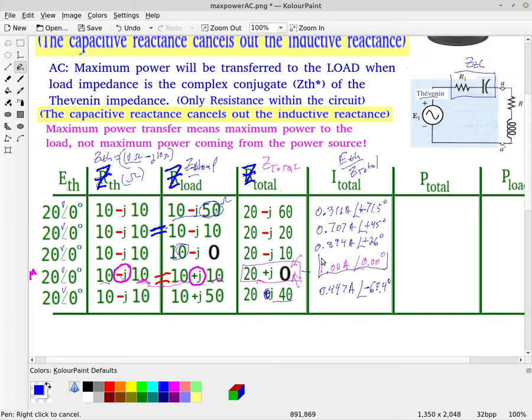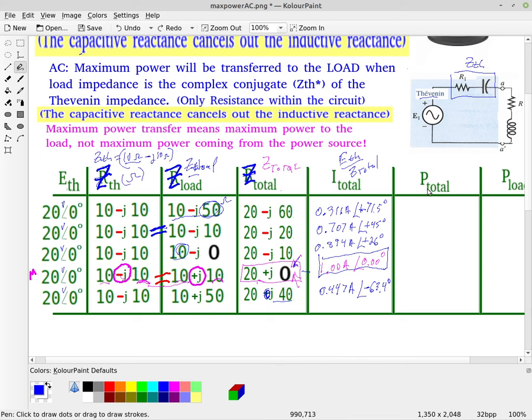Okay, so you can see that we have maximum current now. We're getting maximum current when the inductive reactance and the capacitive reactances are canceling out. This is also known as resonance. When the capacitive reactance cancels out the inductive reactance, that's what they refer to as resonance.